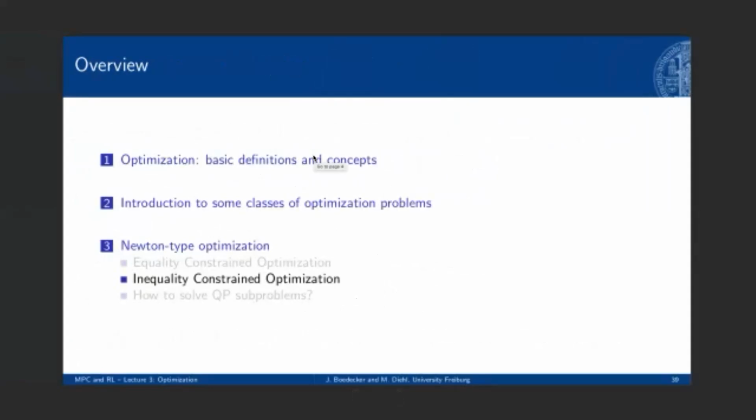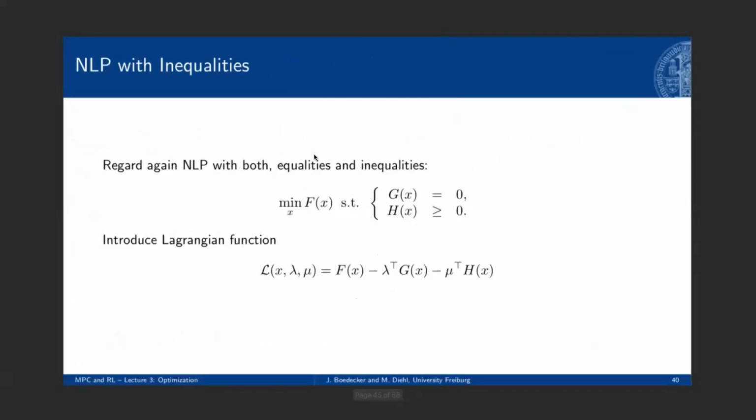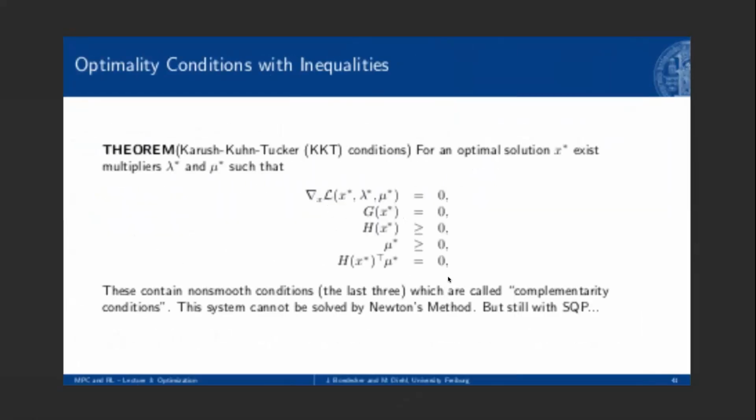Inequality constraint optimization is only a little bit more complicated. We add to the Lagrangian function also these multipliers for the inequalities that we call mu. And then one can state some conditions which go back to Karush, Kuhn and Tucker, three mathematicians who established them in the 50s and 60s.